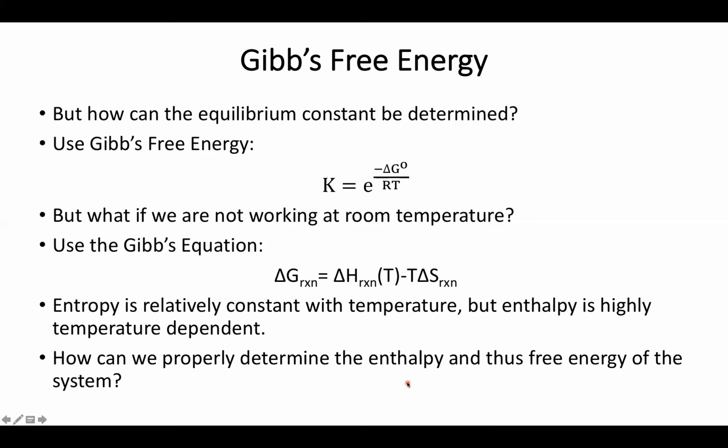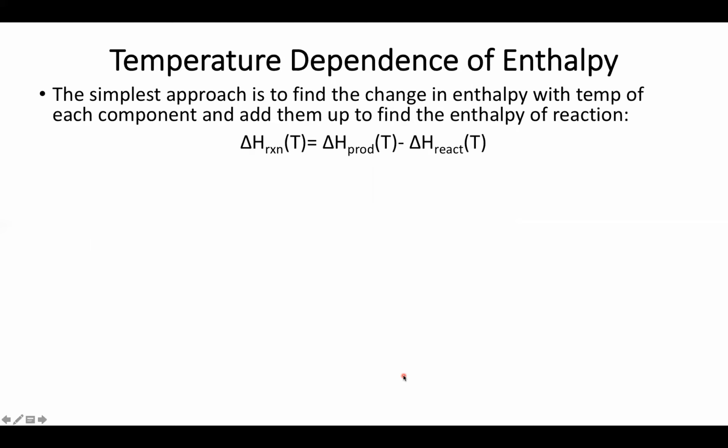So let's say I need to determine my enthalpy and thus my free energy at these extreme temperature conditions. In a simple case, the simplest approach is going to be trying to figure out what the enthalpy of our products and reactants are at these new conditions, and then using that to modify how much our enthalpy of reaction changes under these new sets.